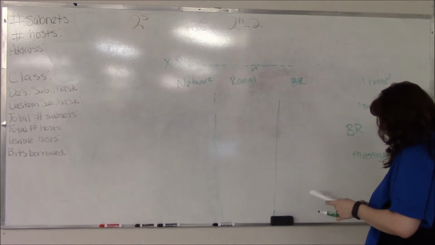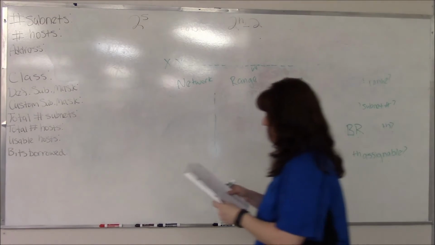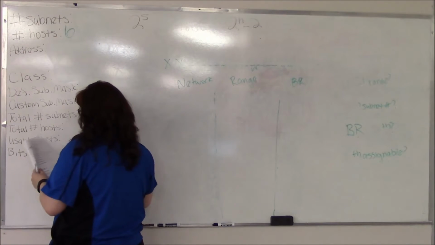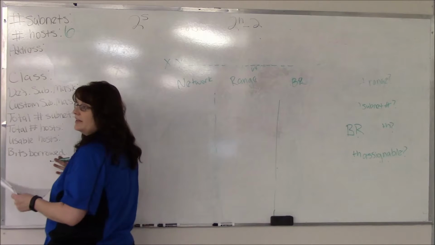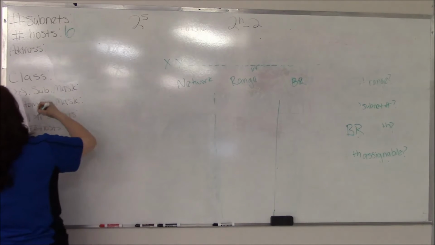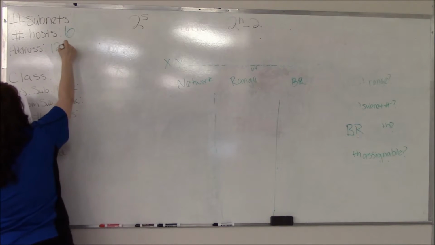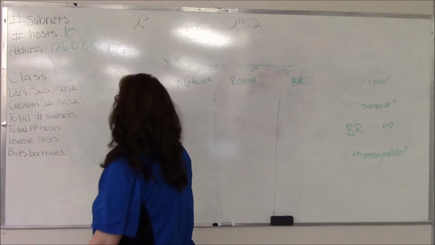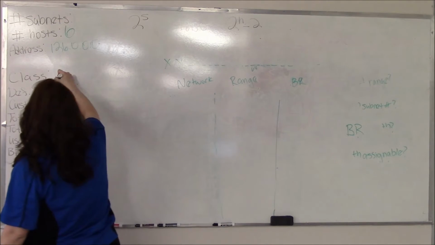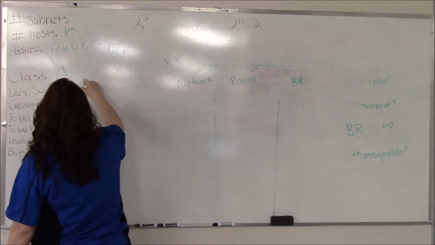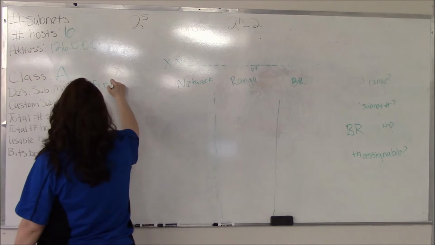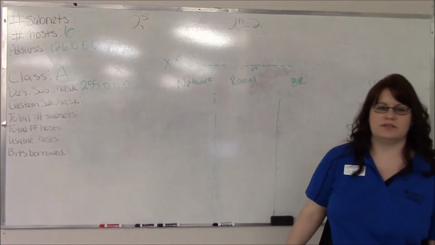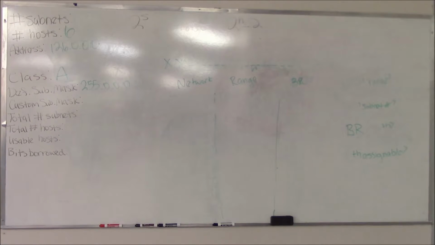Number 5. 6 hosts. We're gonna see kind of how bizarre this can get at this point. An address is 126.0.0.0. What's the class? It's an A. Which means our default subnet mask is 255.0.0.0. Now notice this time it did not specify subnets. It specified hosts.